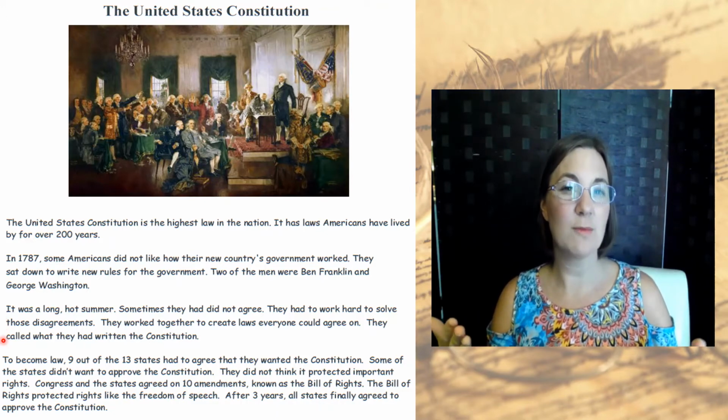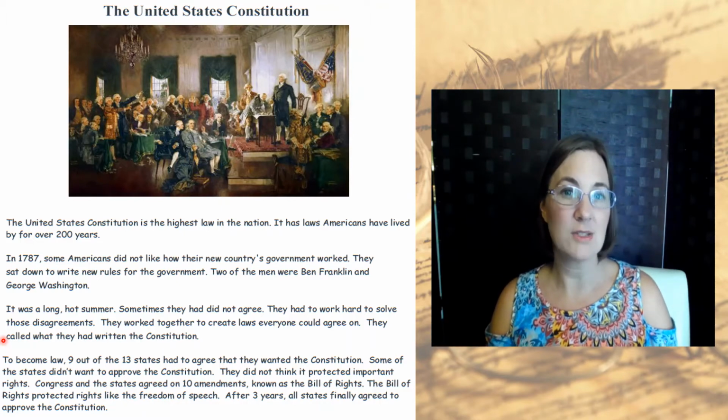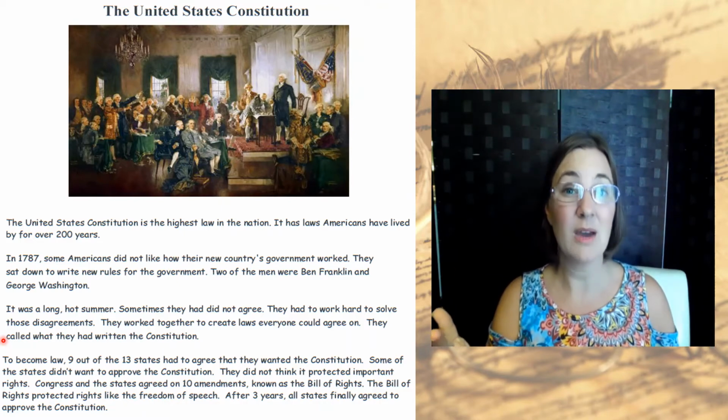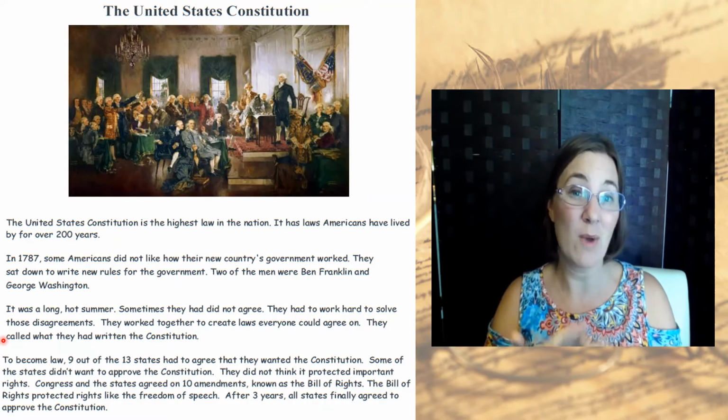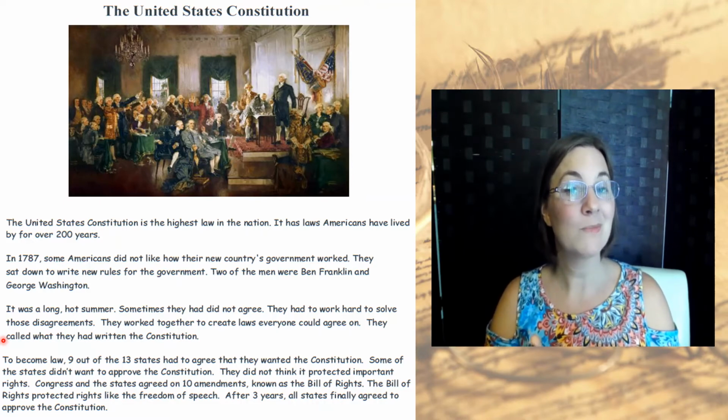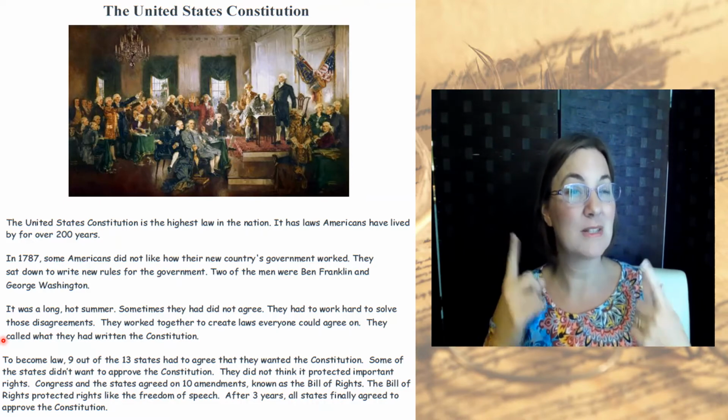Well, doesn't that sound familiar? Sometimes we have problems like that in our classrooms, don't we? Where we disagree and we have to come together and make a way that we can agree on something. I think that might be a problem. Let's keep that in our mind.